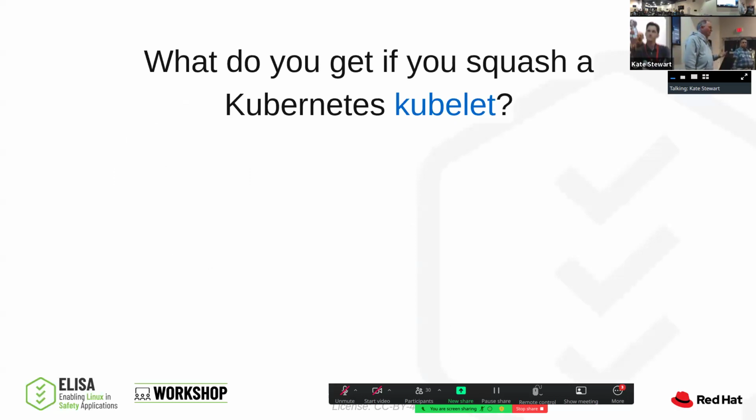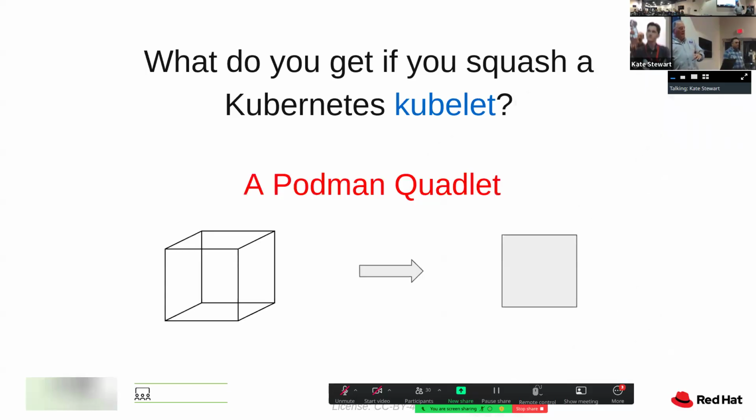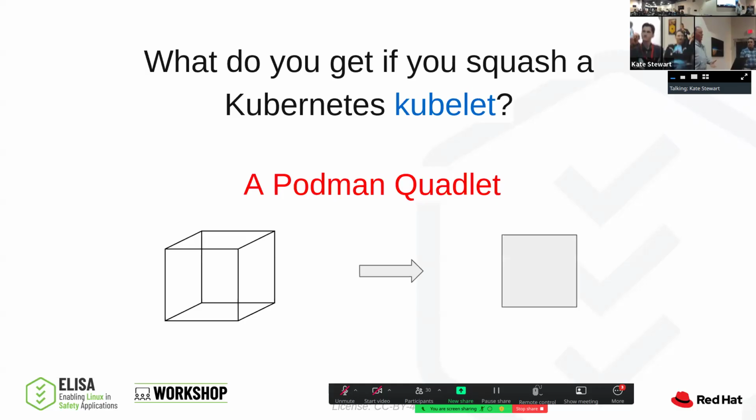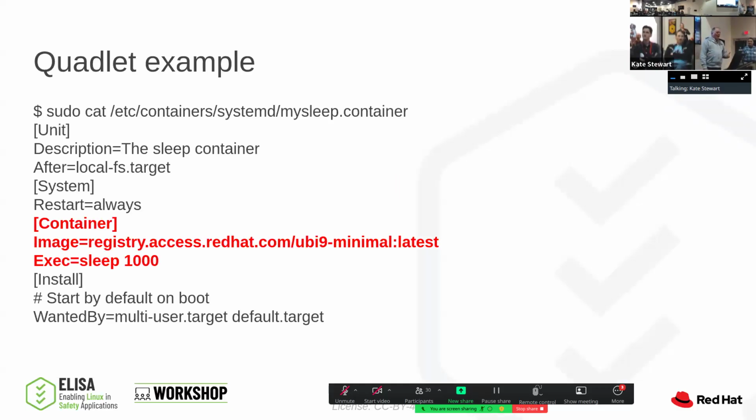So in the previous section, we came up with a new term. What do you call it when you squash, if you stomped on top of a kubelet, what would you get? You get a quadlet. So that's where the name comes from. It's Kubernetes squashed. Quadlets is a way to define systemd unit files, systemd services that run containers.